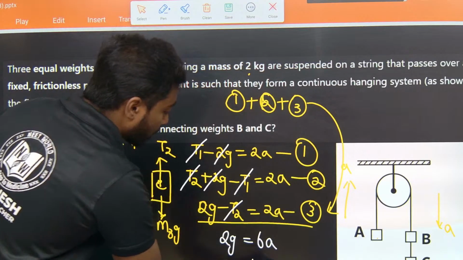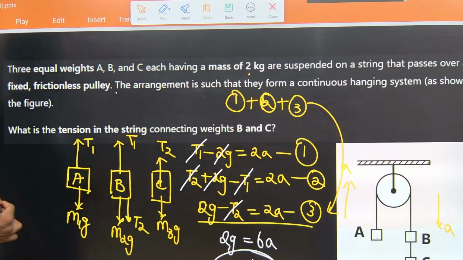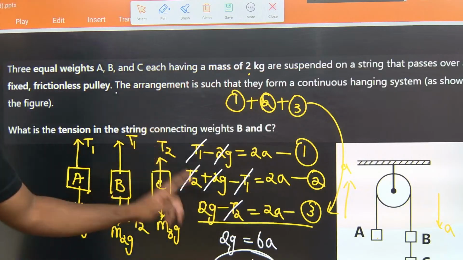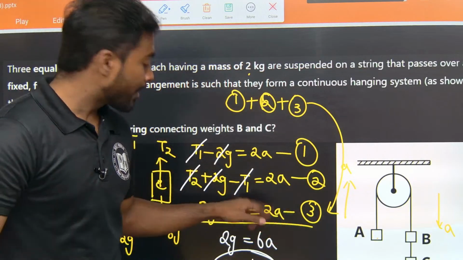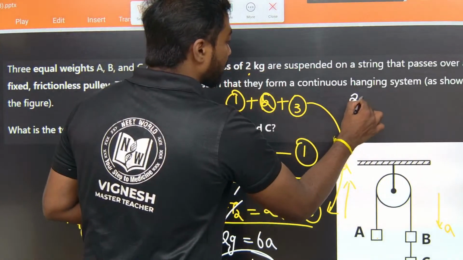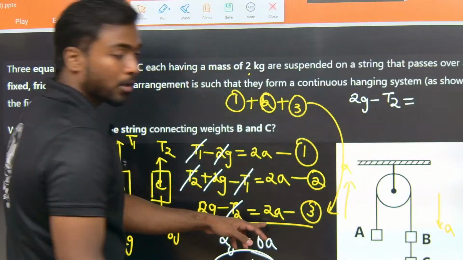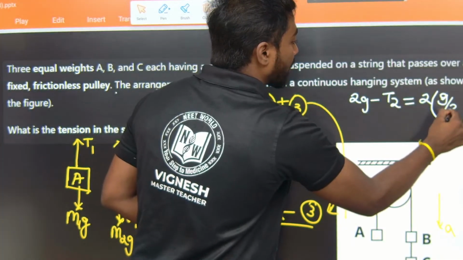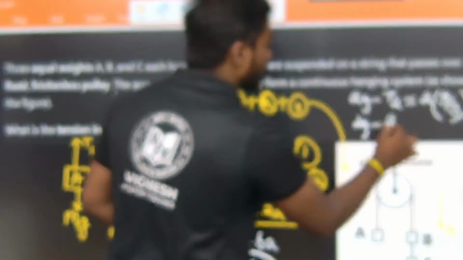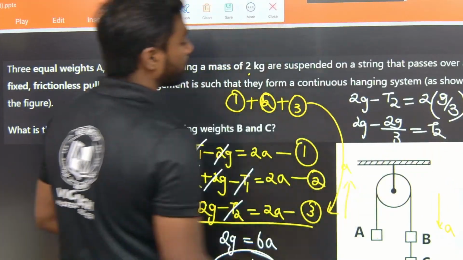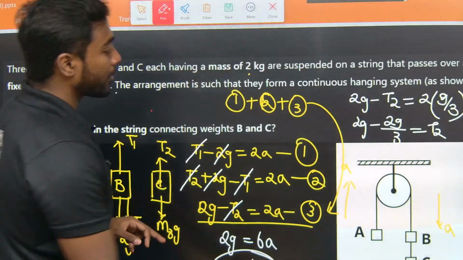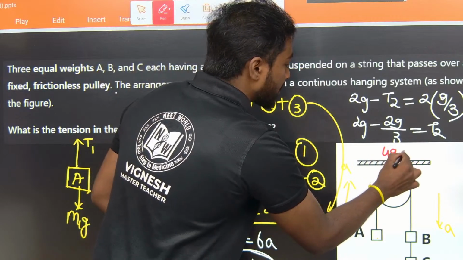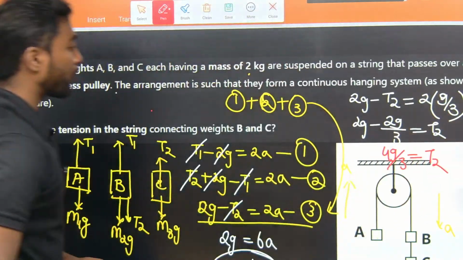So I have taken A in terms of G. Now substitute the value in equation 3 to get the value of T2. So 2G minus T2 equals 2 into A, which is G by 3. So 2G minus 2G by 3 equals T2. The final answer will be: 2 3s are 6, 6 minus 2 is 4, so 4G by 3 equals T2.